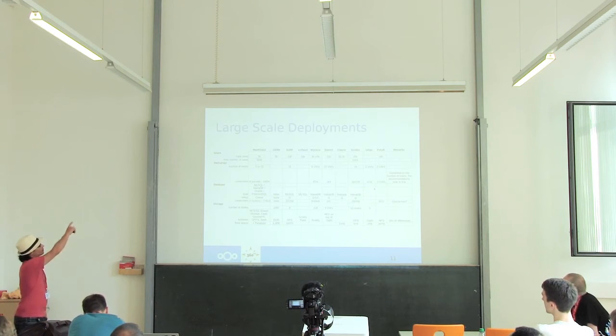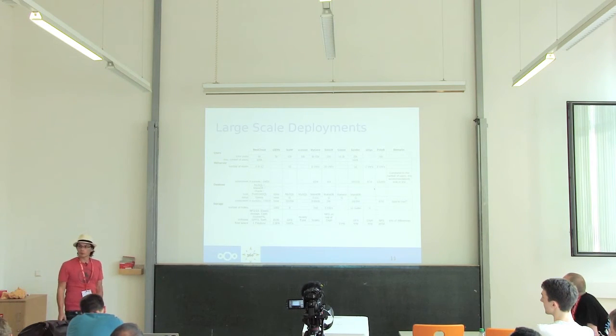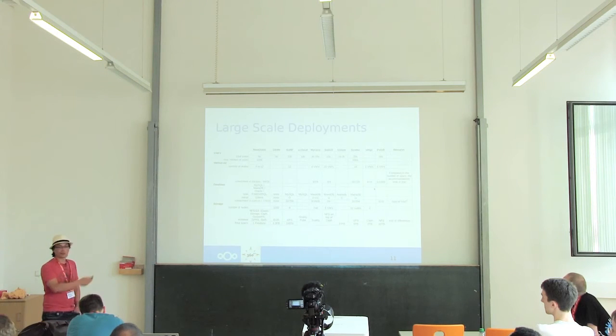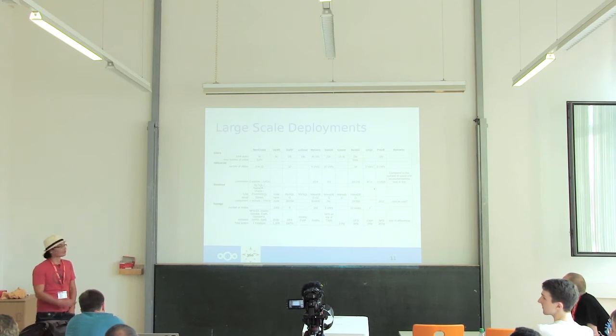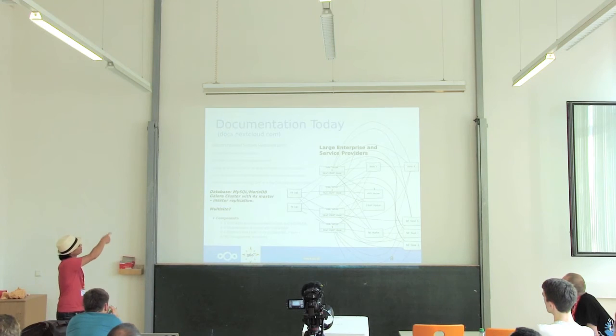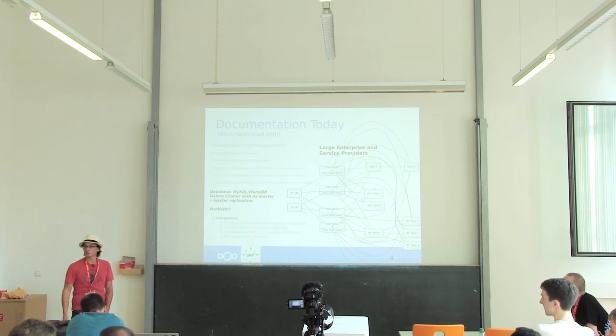The first column is the recommended design from Nextcloud. That's on the documentation website. That's what I showed before. It's on the left side, the docs.nextcloud.com.